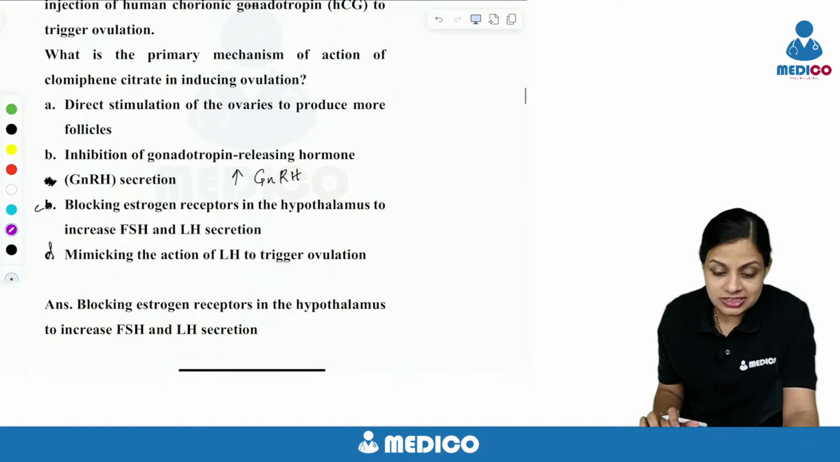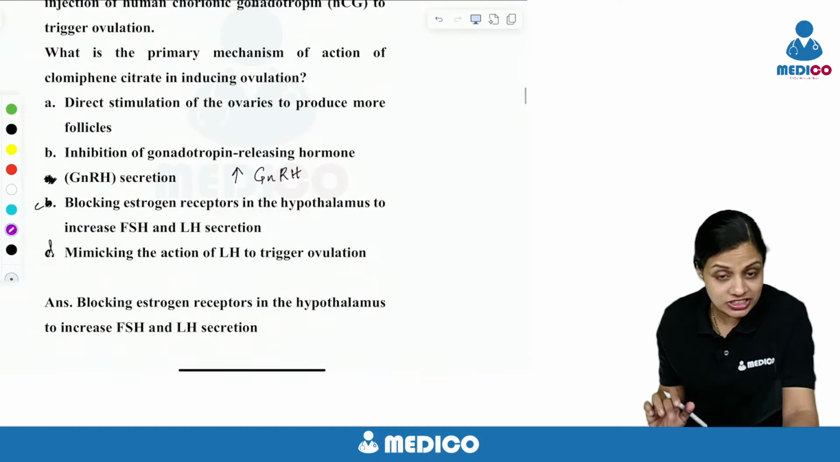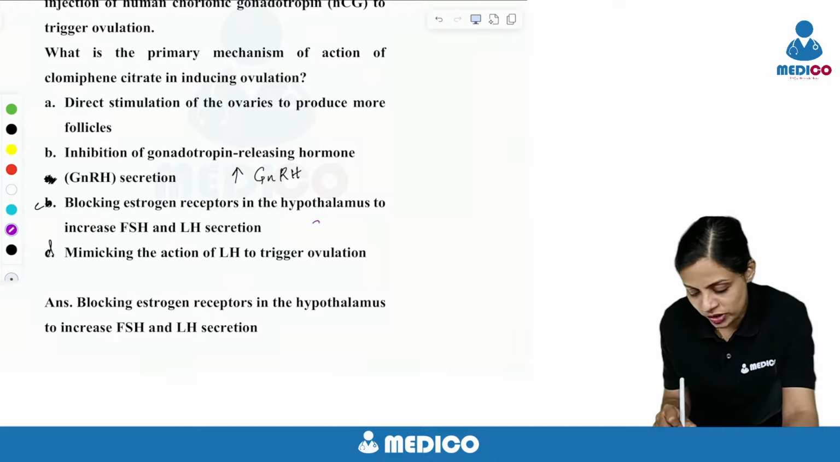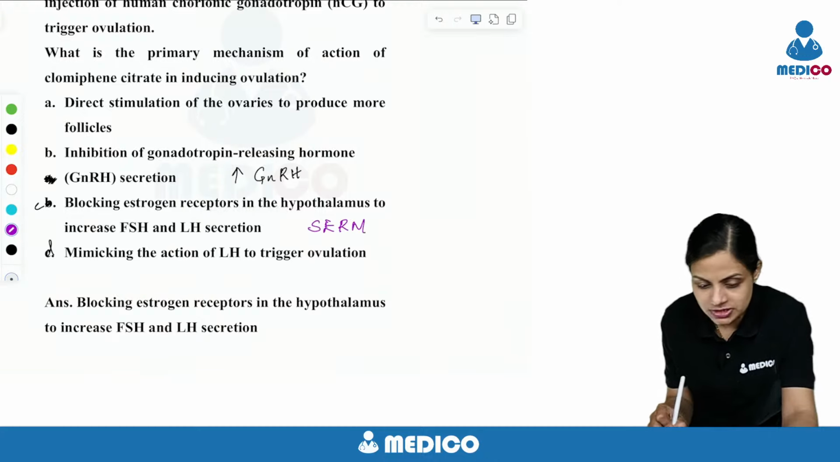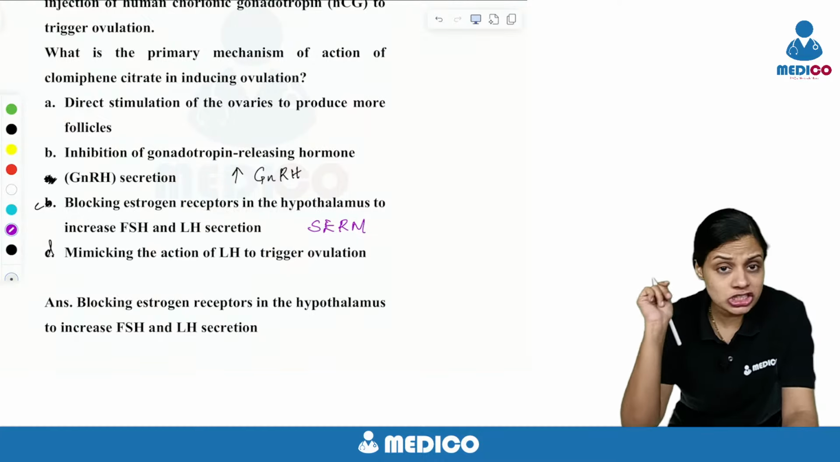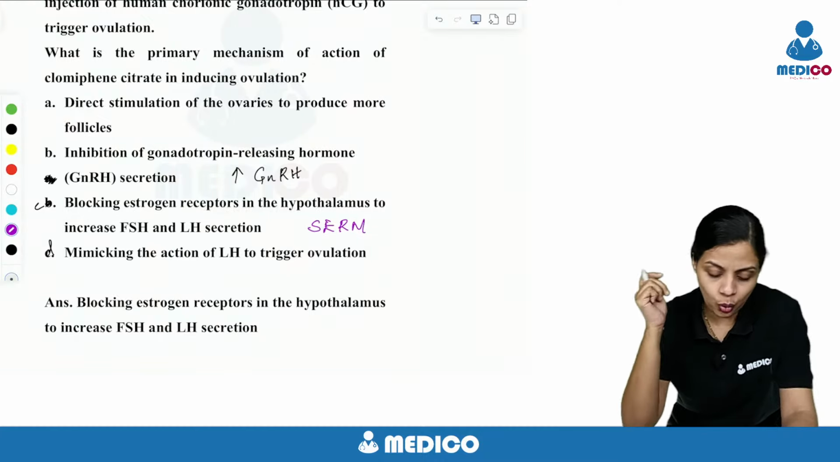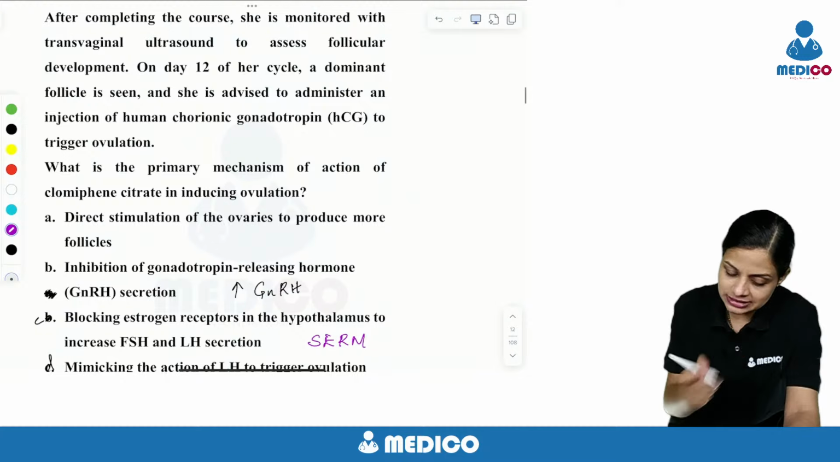It blocks the estrogen receptors in the hypothalamus. That is the one that we just discussed. It blocks estrogen receptors. Why? Because it is a selective estrogen receptor modulator. Does it mimic the action of LH to trigger ovulation? No. What triggers ovulation, that is said here?